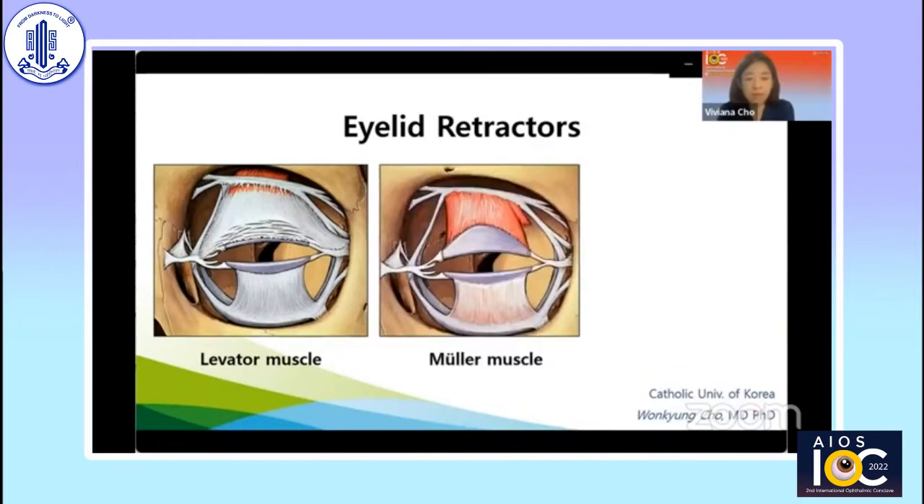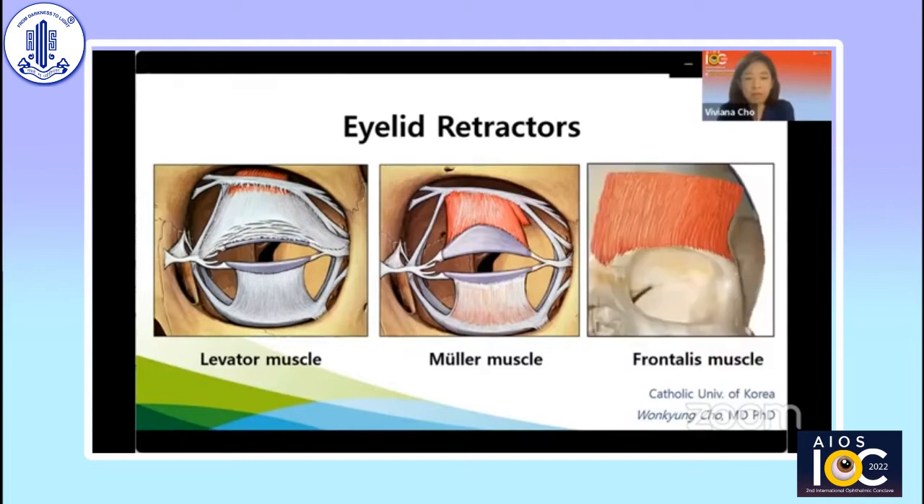The second eyelid retractor is Mueller's muscle. It is responsible for the involuntary upper eyelid elevation of about 1 to 2 millimeters. The Mueller's muscle is sandwiched between the conjunctiva posteriorly and the levator aponeurosis anteriorly, and it is a smooth muscle which you cannot control voluntarily. The third eyelid retractor is the frontalis muscle. This muscle lifts the eyebrow and acts as a weak retractor of the eyelid.